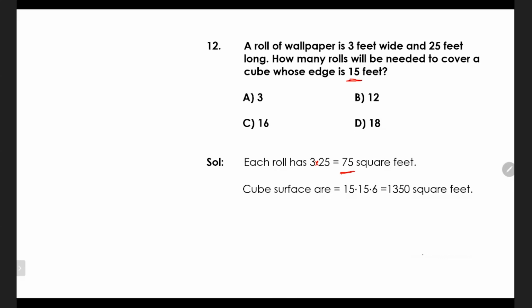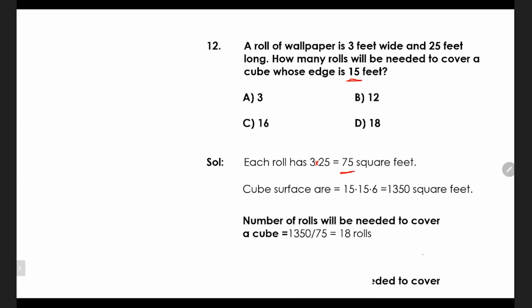So what is the total surface area of a cube? 6 into side square, which is 1350. So the number of rolls that we need is the ratio of 1350 with 75. So you'll be getting 18 rolls. So please note it fast, quick.